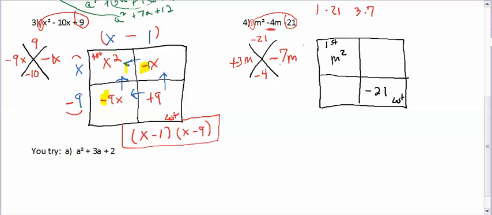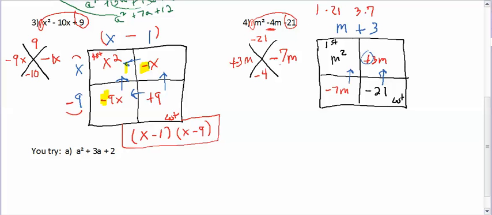Okay, so now I've got the two numbers that go into my box up here. It's a positive 3m and it's a negative 7m. Okay, now we're going to factor up. We're going to go, and what number do these have in common? They have a 3. What do these have in common? They just have an m, and my sign is positive, so it's plus here.